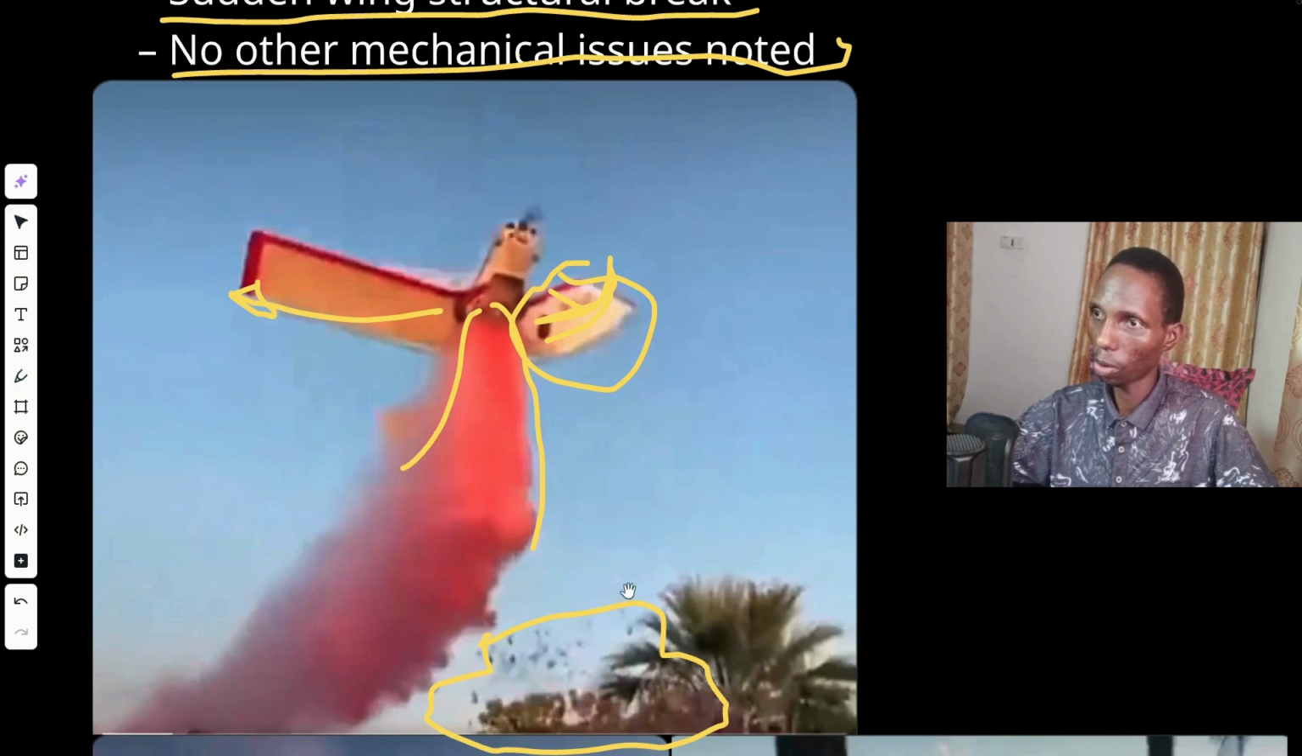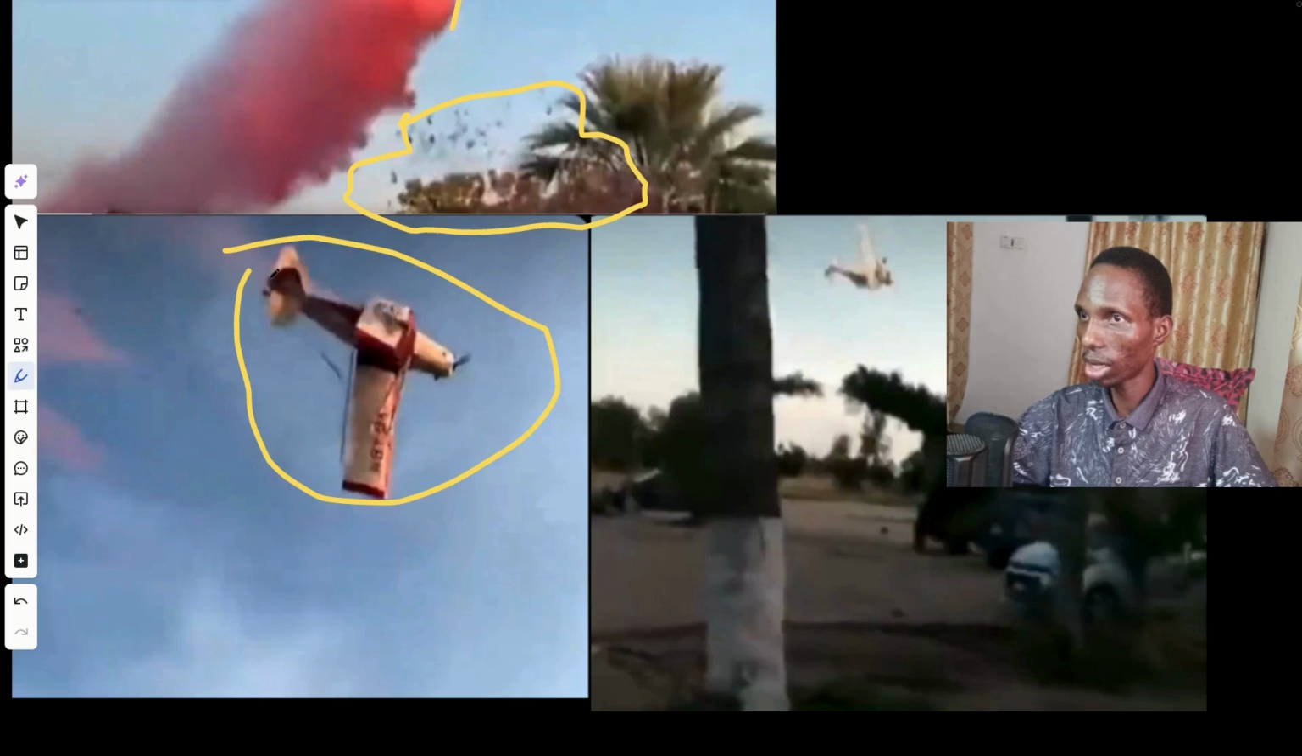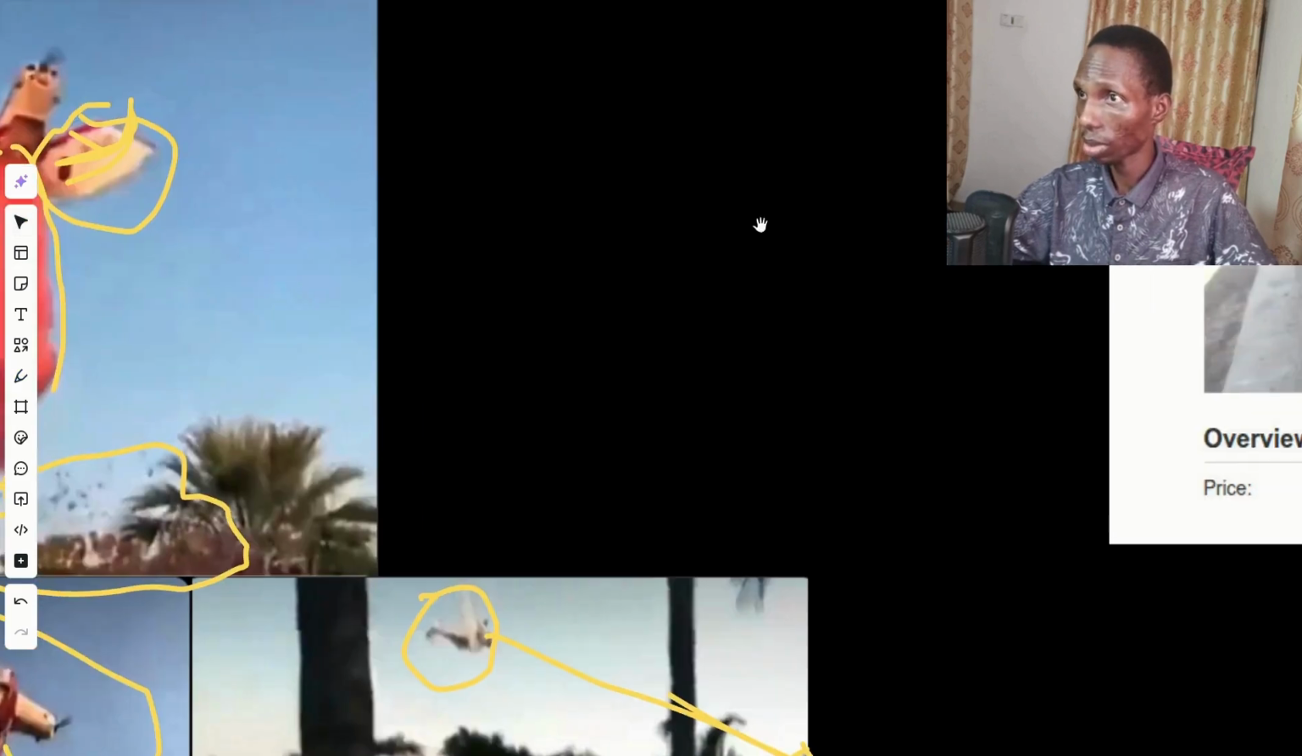So if we look down again, we can see it getting even worse, because it tumbles, and you see this is the tail, and this side, and you can see that this wing also seems not well again, as you can see here in the last stage of it actually crashing behind all these palm trees. You can see it there. So that was how it went through.